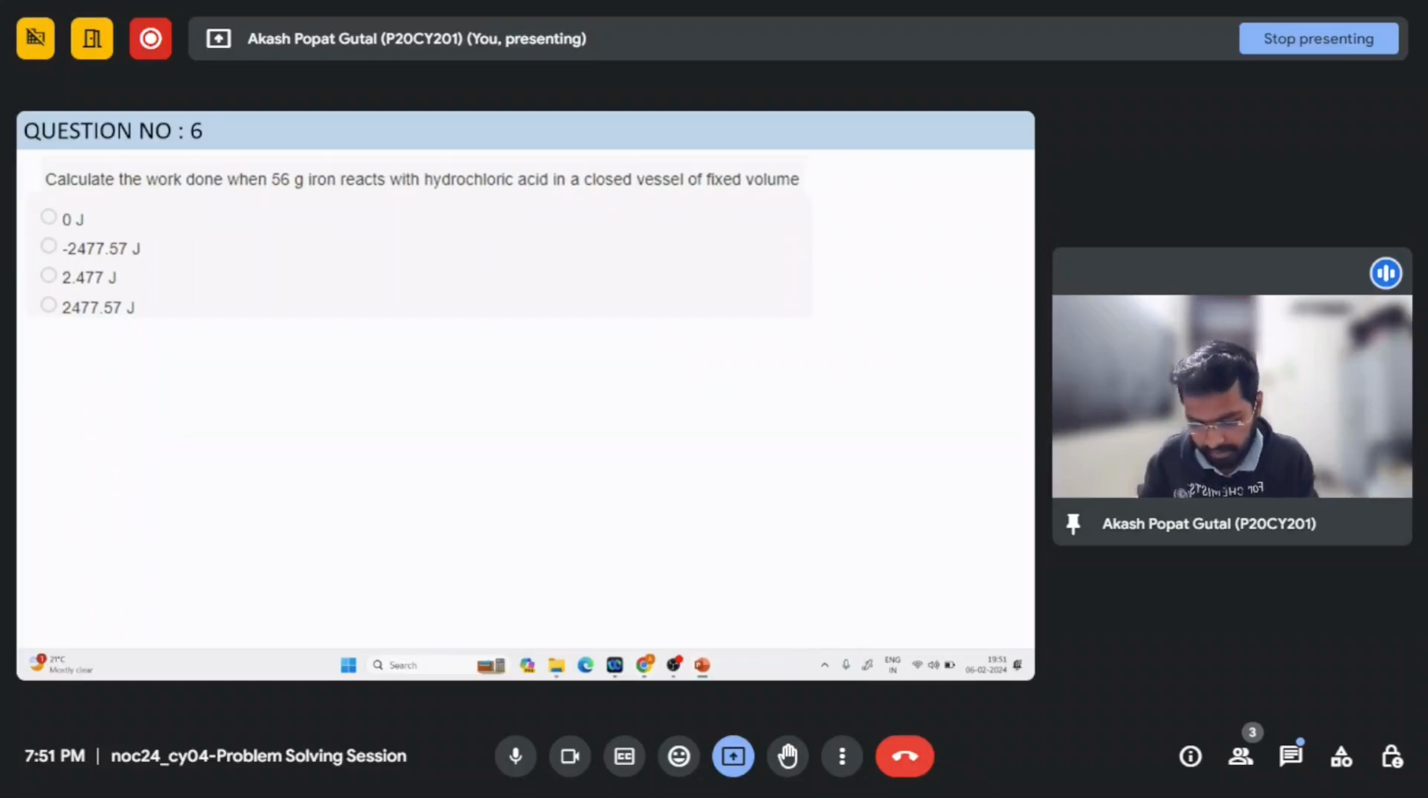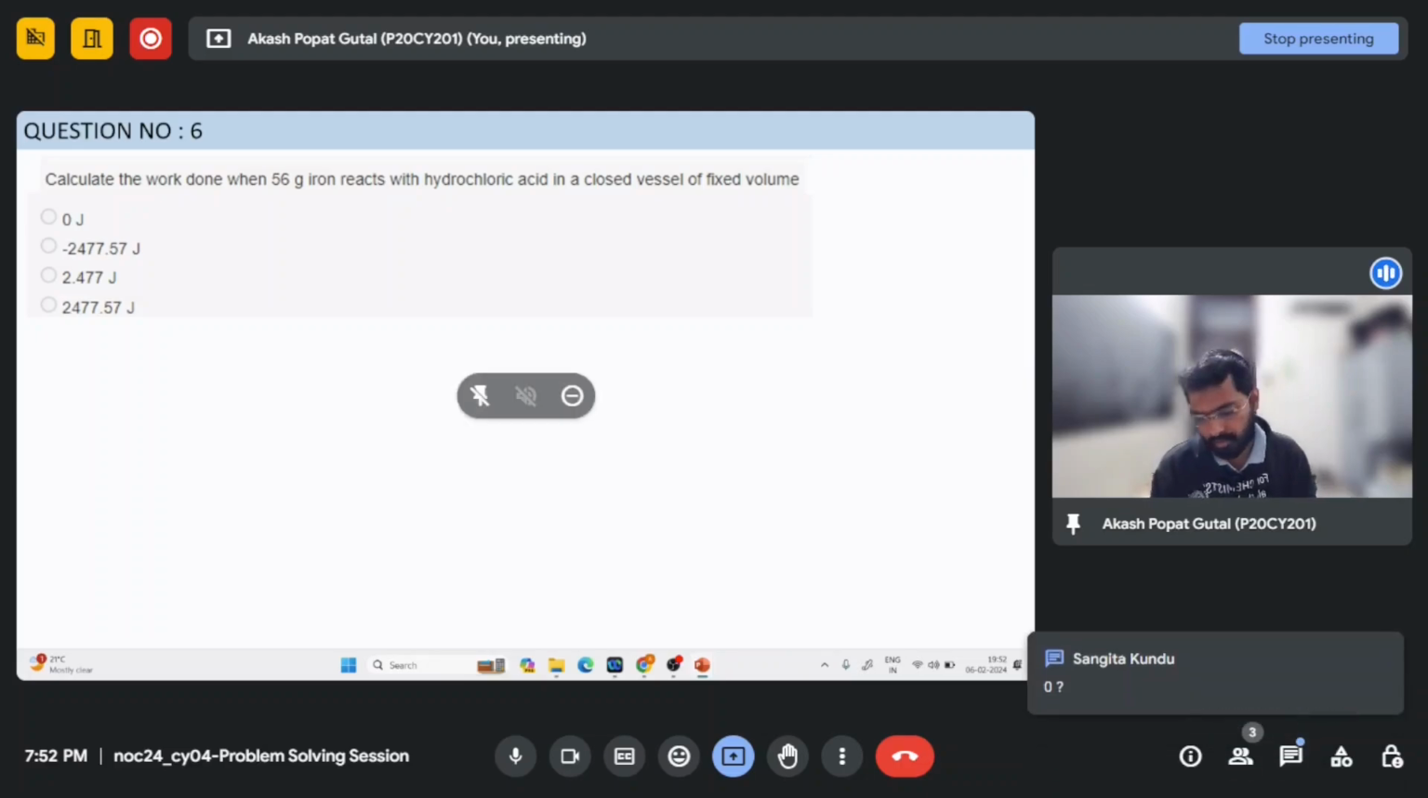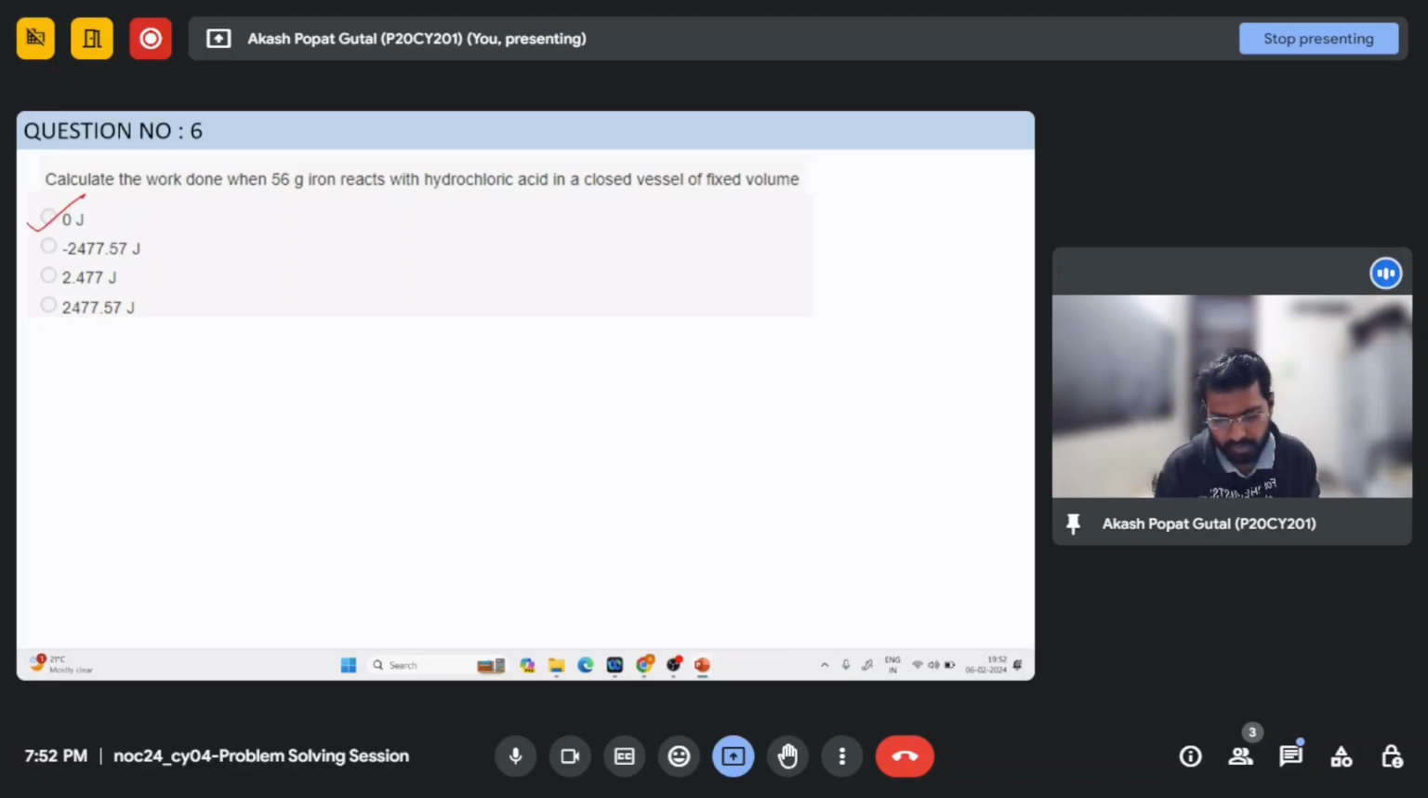So question 6, calculate the work done when 56 gram of iron reacts with the hydrochloric acid in a closed vessel of fixed volume. So this is also a conceptual question. The answer is 0, right? Because closed vessel of fixed volume, if this volume is fixed, means there is no work done. You must remember, if the volume is fixed, then there is no work done.